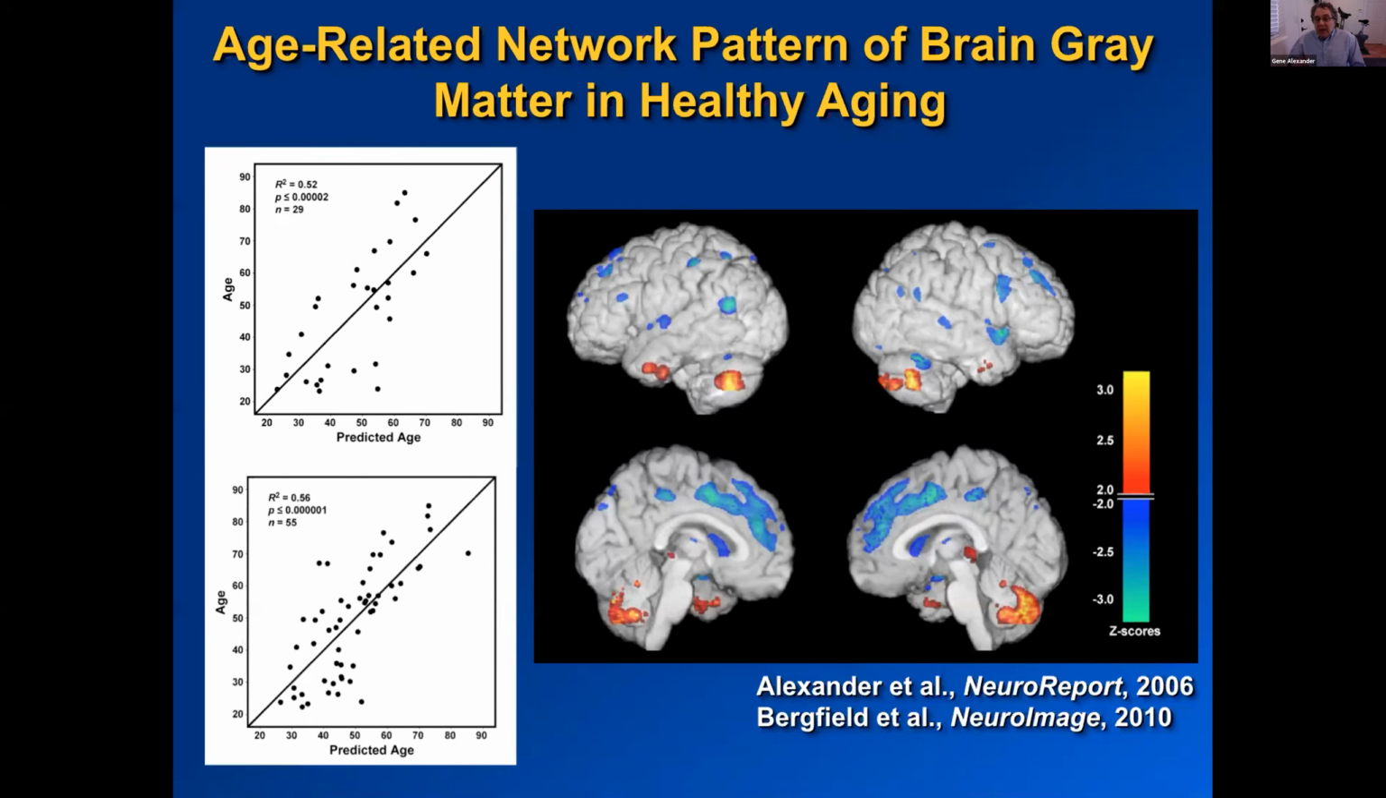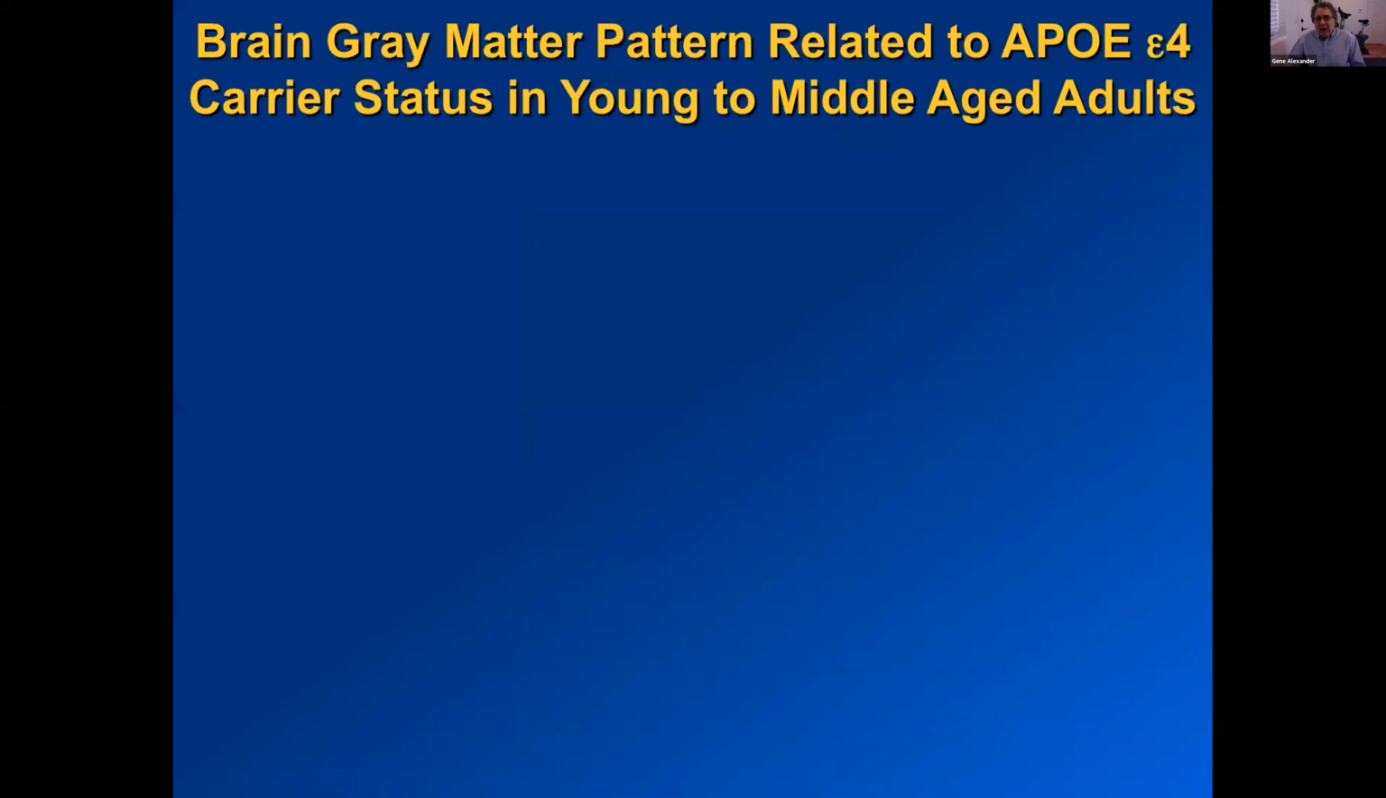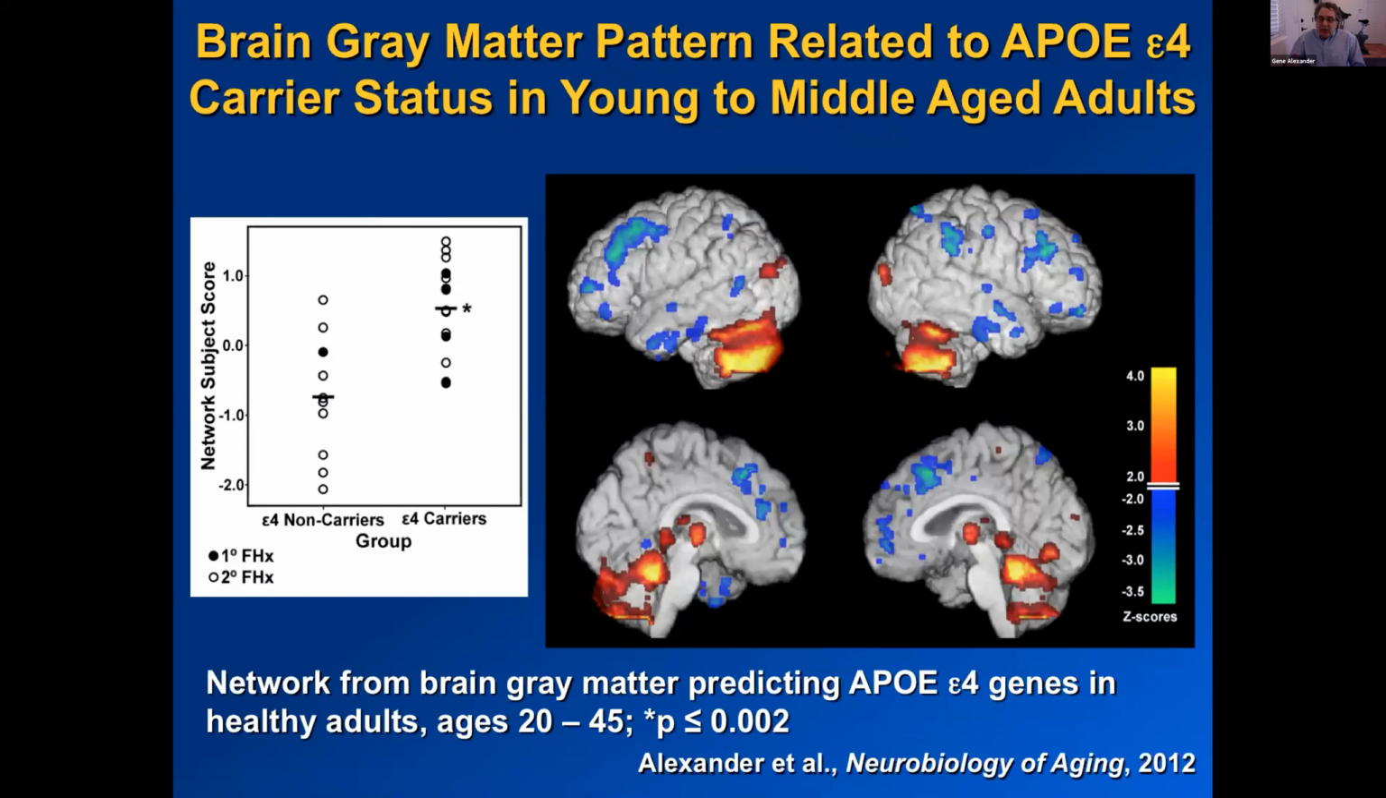So this is a pattern that we can build on and try to converge on a common shared aging pattern using this kind of technique. Additionally, we can look at risk for Alzheimer's disease, and we're very interested in looking at the APOE gene, the greatest or most robust susceptibility gene for Alzheimer's disease risk. But in this case, we're interested in looking at people who are young to middle-aged. And this is really an initial proof of concept comparison where we wanted to see whether we could identify a pattern that differed between E4 carriers, the individuals who are at increased risk for Alzheimer's disease, versus non-carriers.